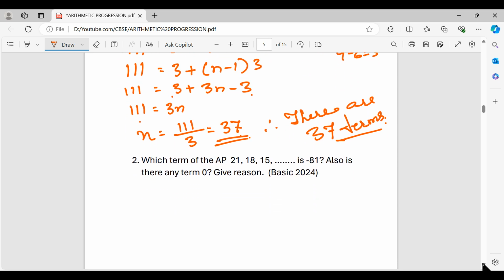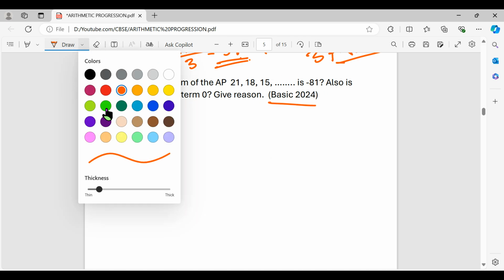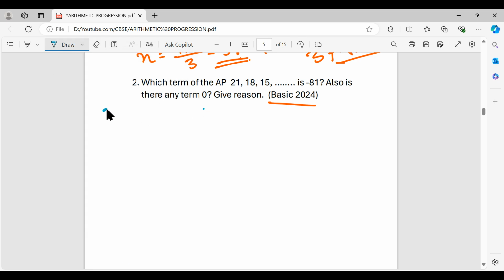Now, the next question is, which term of the AP 21, 18, 15 is minus 81? Also, is there any term 0? Give reason. This question has come for Basic 2024. Now, let's write the AP. Your AP is 21, 18, 15, right? Which term of the AP is minus 81? So, according to this question, we have minus 81.